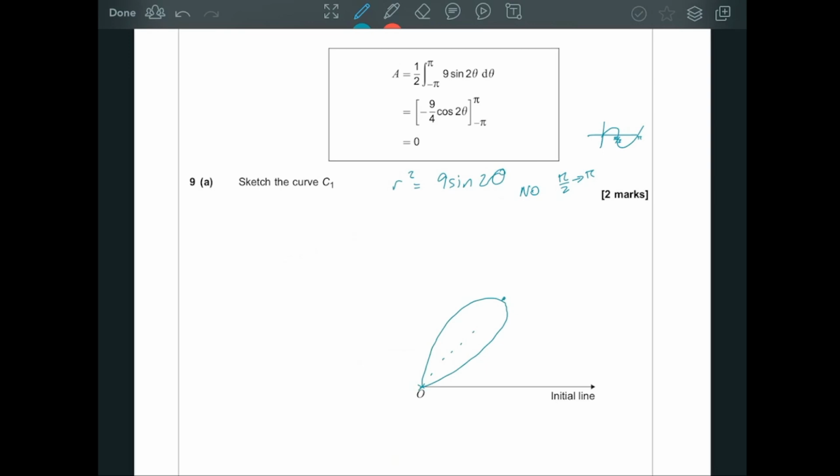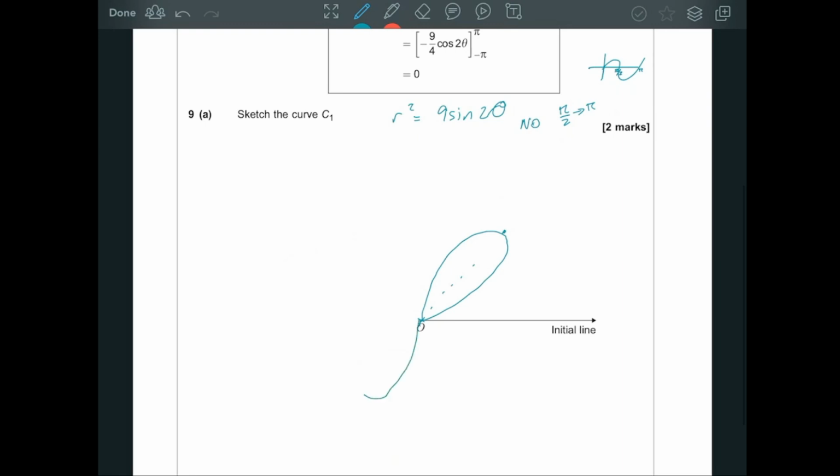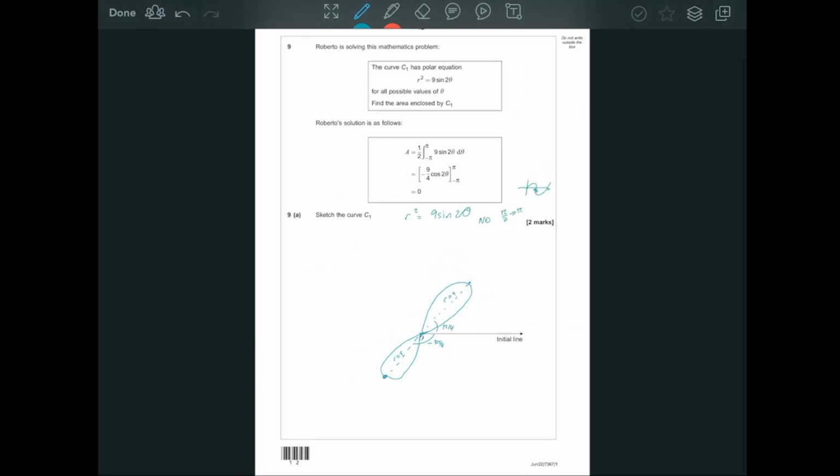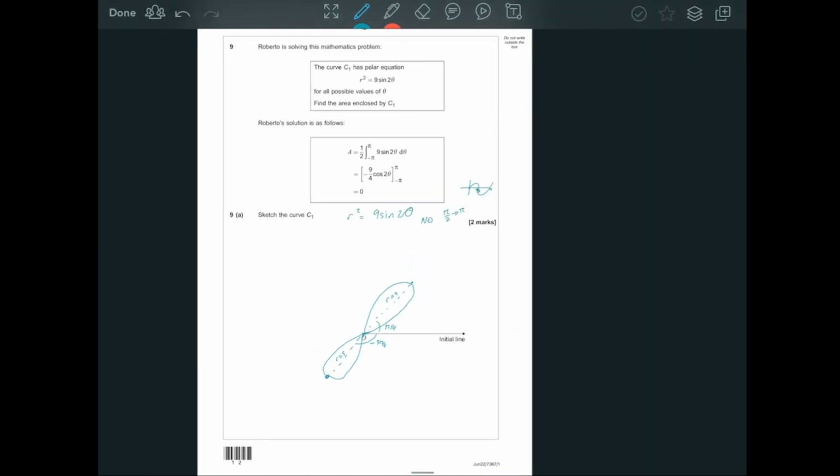From pi to 3 pi by 2, I'm going to have the same out in that region. And again, from 3 pi by 2 to 2 pi, there's going to be no solution whatsoever. That point there is when r equals 9, and that's at pi by 4 and negative 3 pi by 4. A bit excessive on some of that labeling, but important is you get this double petal style picture.